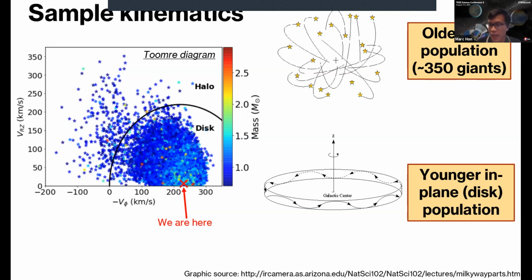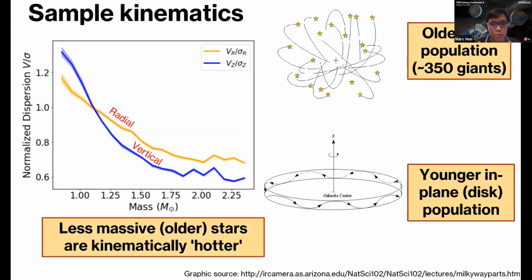And so we also look at the velocity dispersion of stars in our sample, where it is accepted that typically as stars age, they tend to have larger radial and vertical velocity dispersions. By plotting masses as a function of velocity dispersions, we do see that indeed some of the least massive stars in our sample have the highest dispersions, which agrees with kinematic models of the Milky Way.